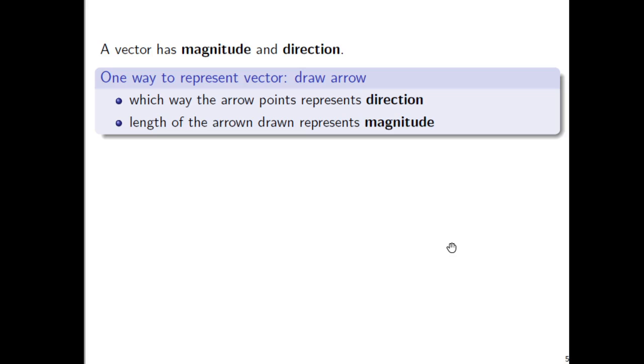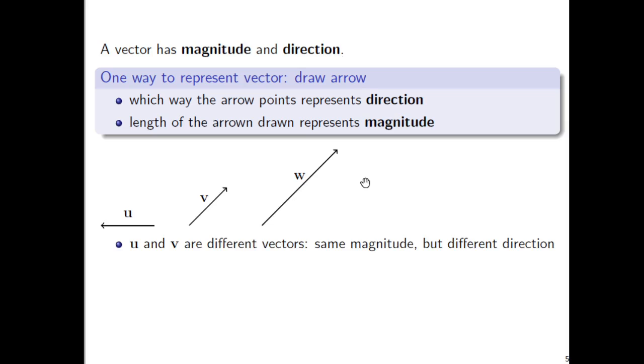I should step back. One way to represent a vector is to draw. We'll draw an arrow, and which direction the arrow points is the direction of the vector, and then the length of the arrow drawn will represent the magnitude. So for instance, here are three vectors, and I've drawn the vectors in bold. U and V are different vectors, but I intentionally made them the same magnitude.